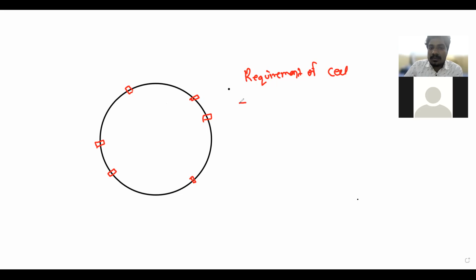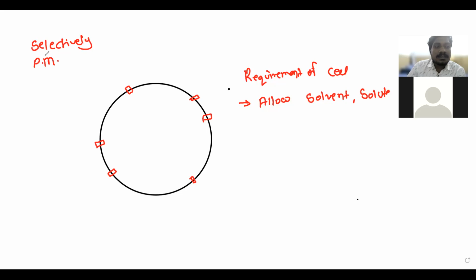So what is special about the selectively permeable membrane? It can allow the transportation of solvent as well as solute molecules. This is a major difference between semi-permeable membrane and selectively permeable membrane. Right now we are talking about the selectively permeable membrane. The name itself suggests it. So what does it mean? It will first select the molecules.